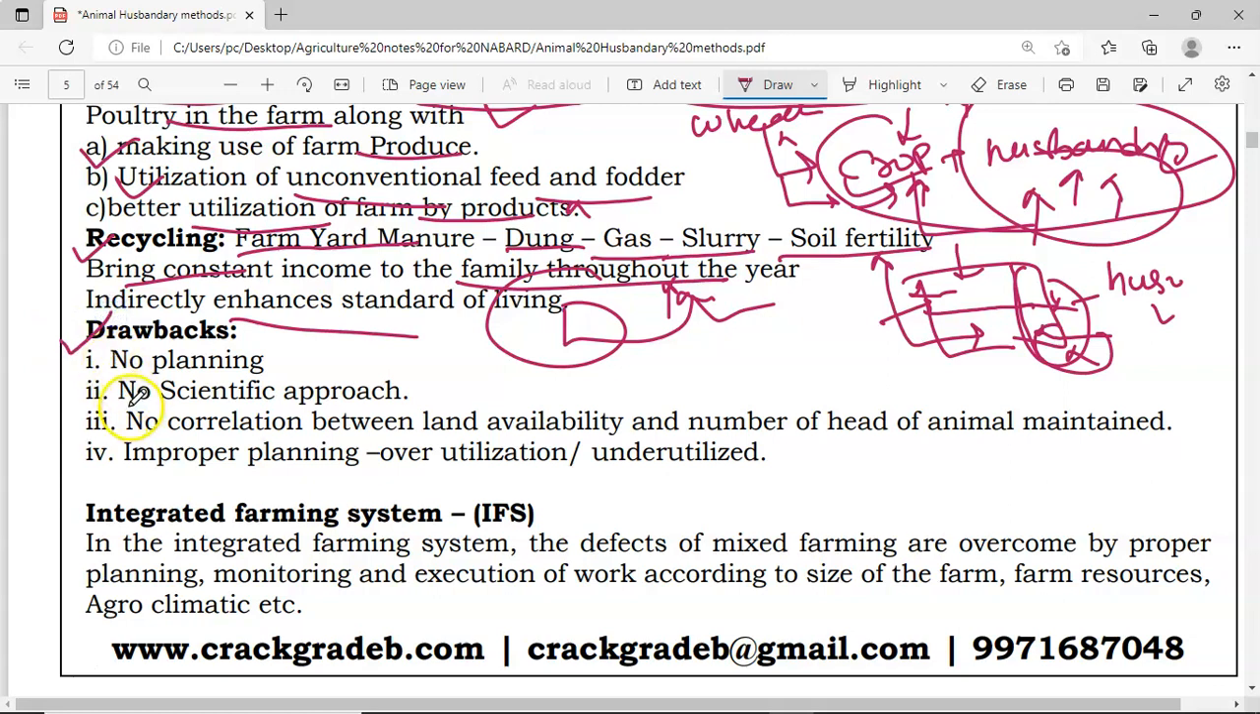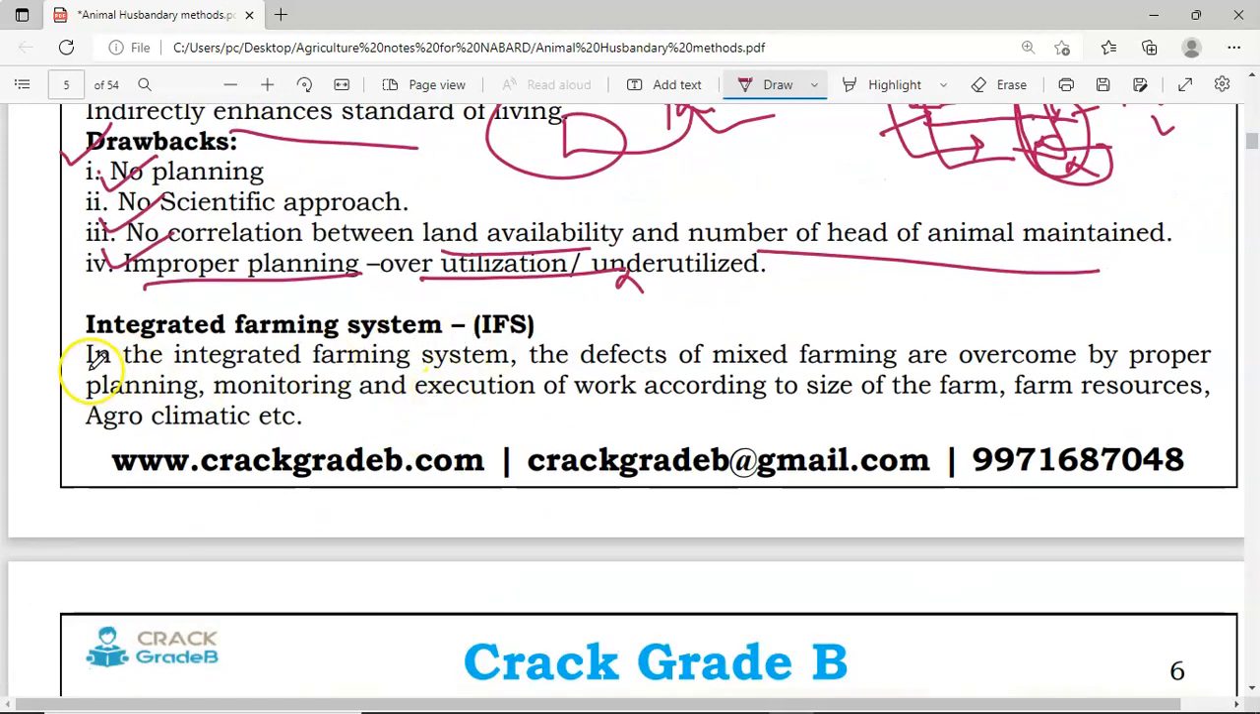What are the drawbacks of this system? Under this system, there is no planning, no scientific approach, no correlation between land availability and the number of heads of animals maintained, and improper planning of overutilization or underutilization. This is the main part.